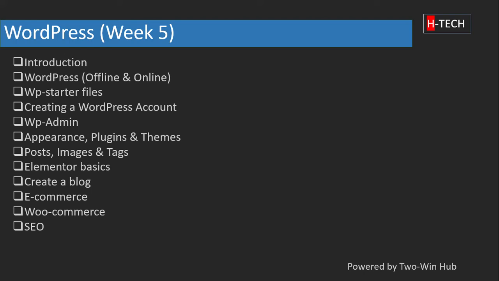So we'll know how to do our first posts, work with images and tags, and we'll be using a website builder called Elementor. So we'll talk about the Elementor basics, we'll create a blog with it, and perhaps we'll move into learning what is called e-commerce. I know so many people here want to do trading, buying and selling. So you can create a website for that platform, WooCommerce, and social media optimization, where you can optimize your web pages.